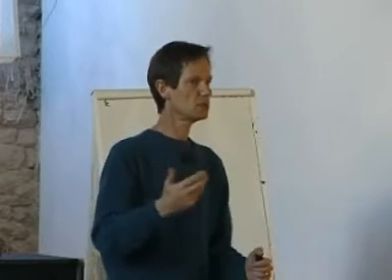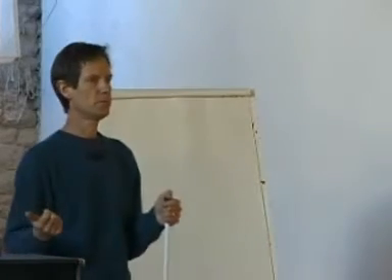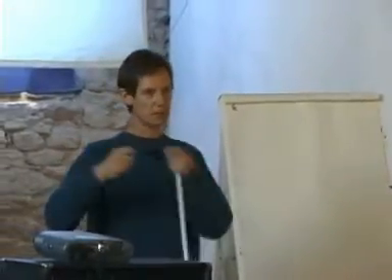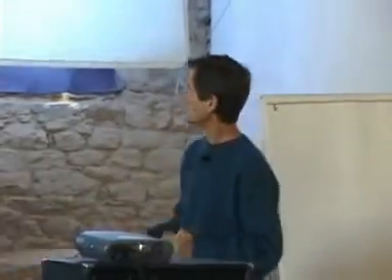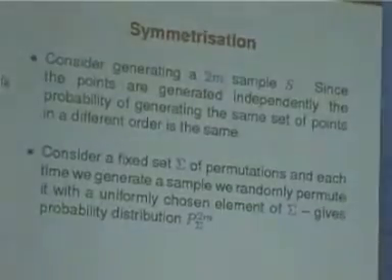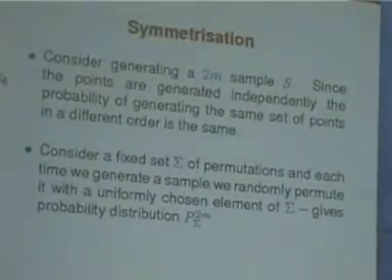I mean, we just happen to get them in a different order. And that is true for any reordering of a set of sample points. Hence, consider now a set sigma of permutations. Some set. It could be the whole set of permutations on m points, or it could be some subset of those.